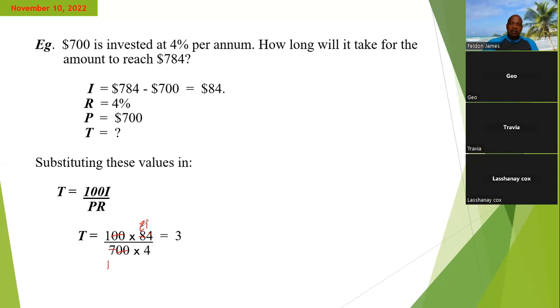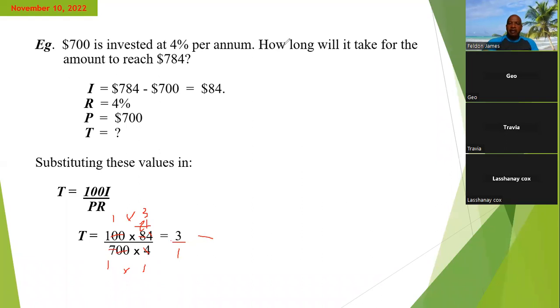Now we have a 7 down here that also can be canceled with the 21. 7 into itself goes 1. 7 into 21 goes 3 times. All right, so everything is canceled now. What we have remaining above is just 1 times 3. So 1 times 3 will give you 3. And down here we'd have 1 times 1. Remember that this 4 was canceled out.